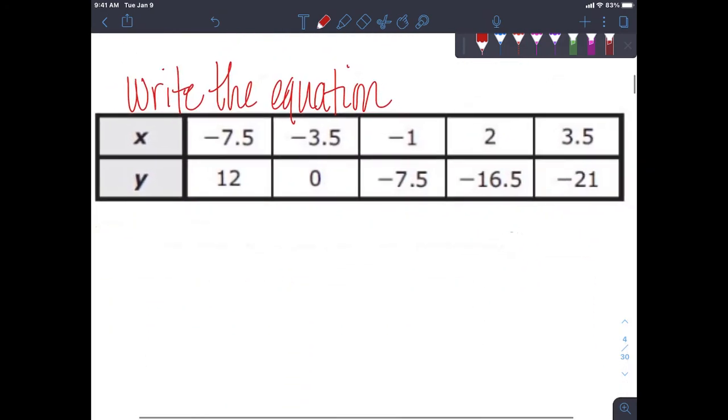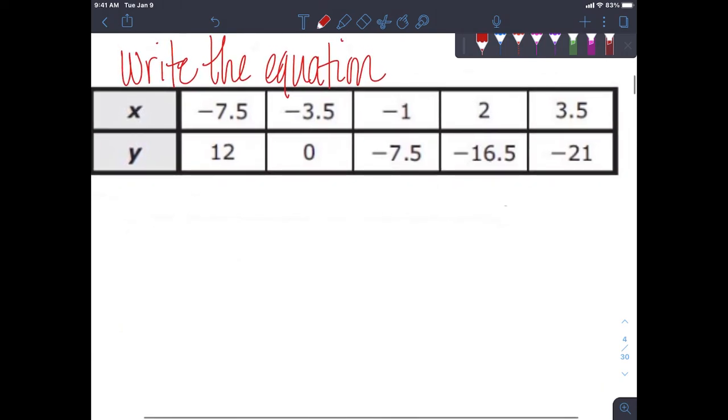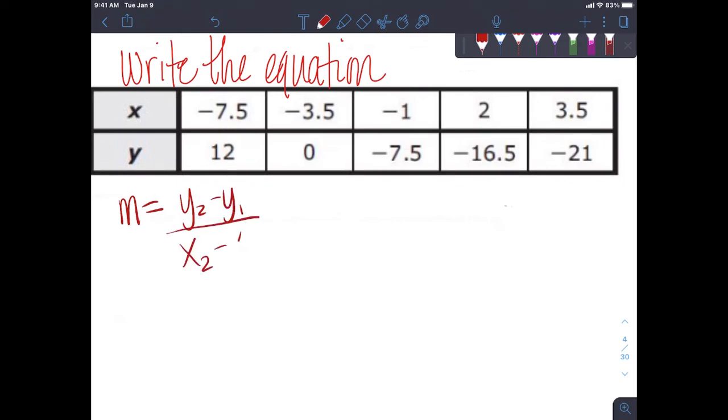All right. So here they're asking me to write the equation. This is going to be a line. So first thing I want to do is calculate my slope. My slope is always going to be equal to this formula: y2 minus y1 over x2 minus x1.